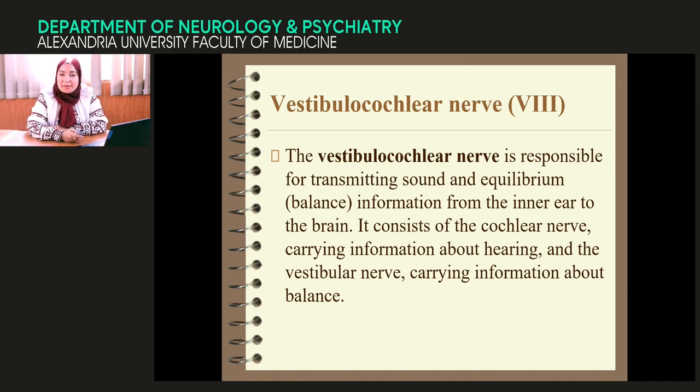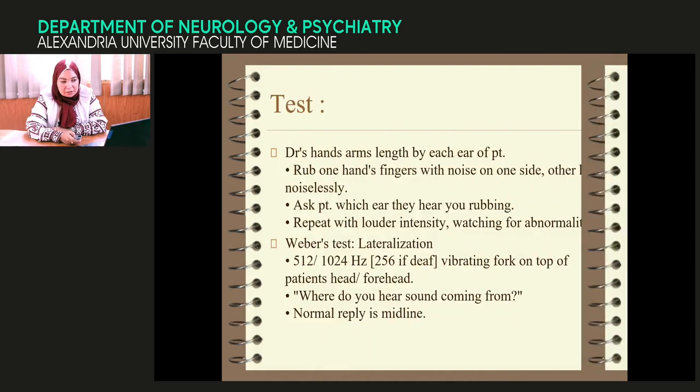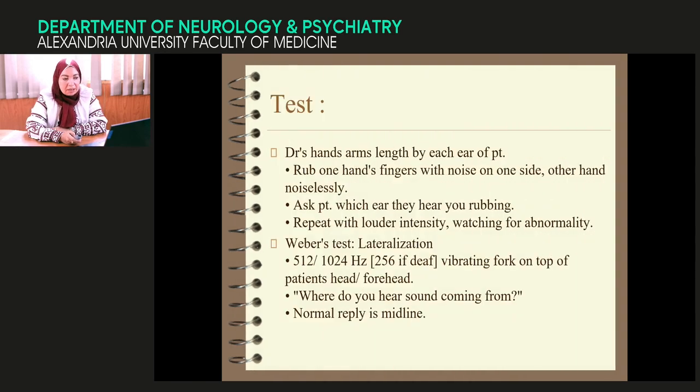It is the eighth nerve. It has two components: the vestibular type and the cochlear type. Vestibular means balance, responsible for equilibrium and balance information from the inner ear, and the cochlear is responsible for hearing. So it is two parts: balance and hearing.